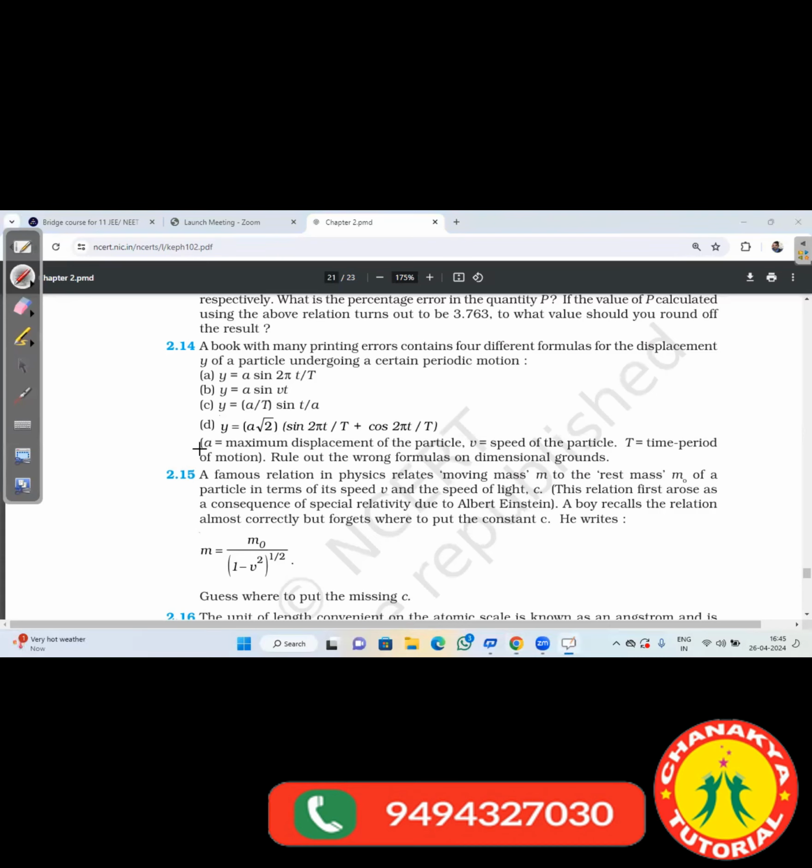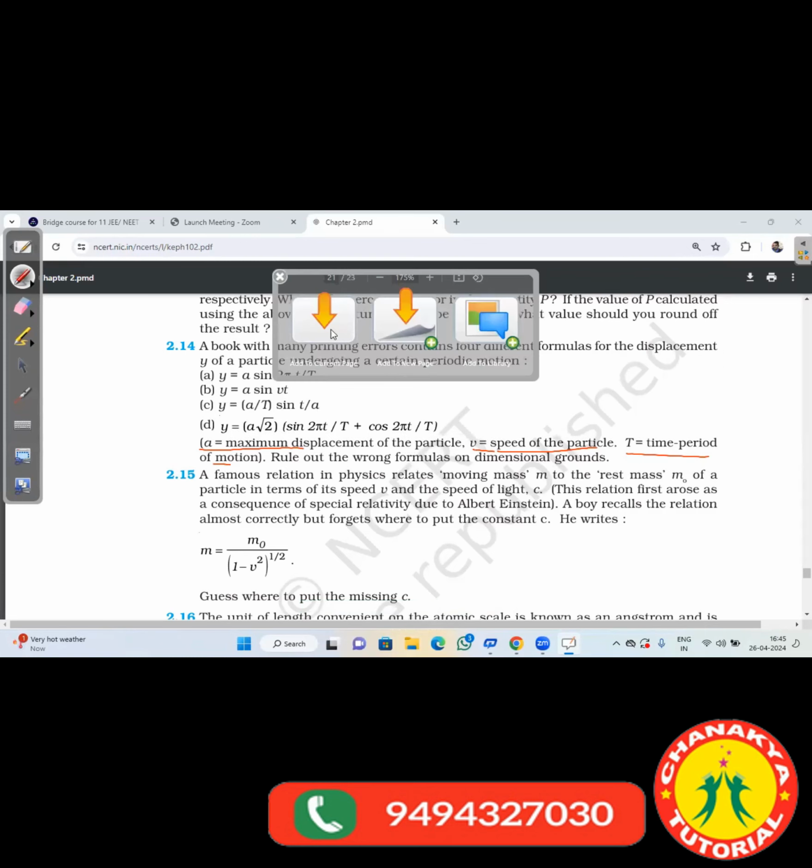So from this, we have been given here that A is the maximum displacement of the particle, V is the speed of the particle, T is the time period of motion. Depending on this, we can identify the units on the left hand side and the right hand side. On the left hand side, we will have the dimensions of length since it is a displacement.